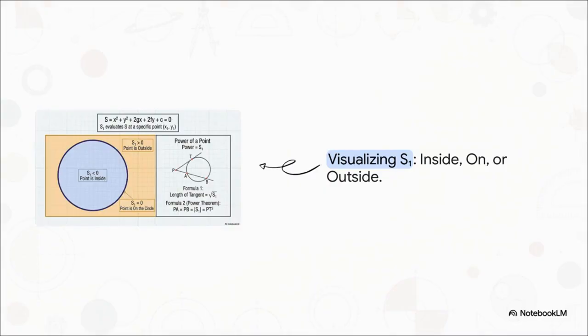If S1 is a negative number, meaning less than 0, you are trapped inside the circle. If S1 equals exactly 0, you are standing perfectly balanced on the boundary edge itself. And if S1 is positive, you are completely safe hanging out on the outside.